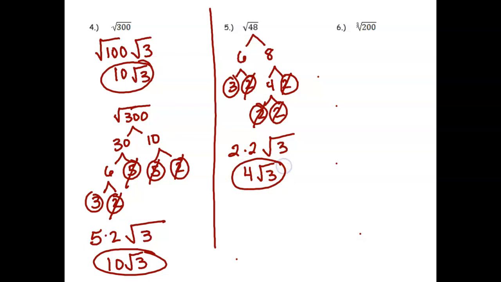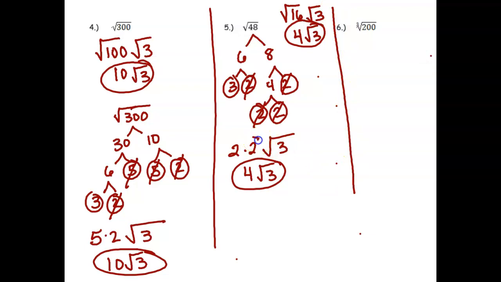If I had done it the other way, my largest perfect square factor would actually be 16. 16 times 3 is 48. So we would again end up with 4 radical 3. The prime factorization is really just a method of finding that largest perfect square factor. Notice what's on the outside is the largest perfect square factor. In this case, it would be 4 times 4, which would be 16.